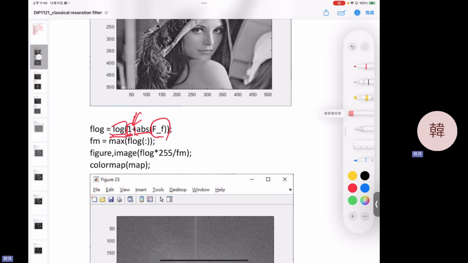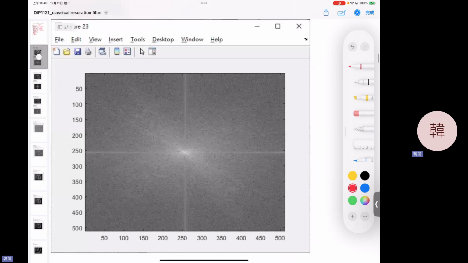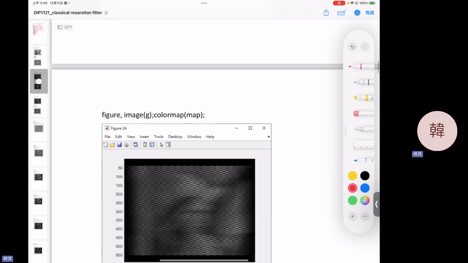So you can see the frequency amplitude there, and there's a maximum, and we try to see the result like this one. This is the Lena image in the frequency domain, and its energy distribution. Also, this low frequency part has a larger component of the energy spectrum here. So now let's see image G.